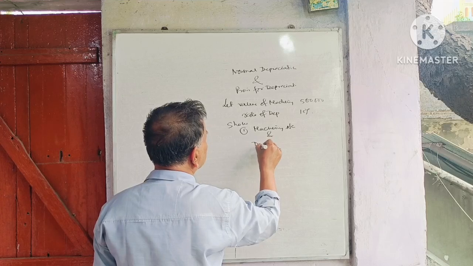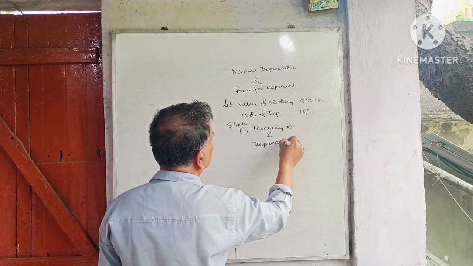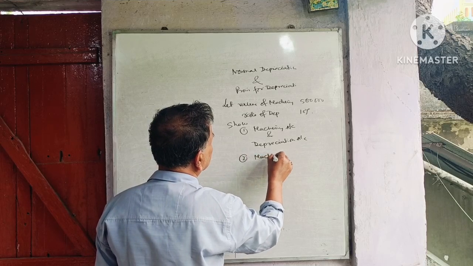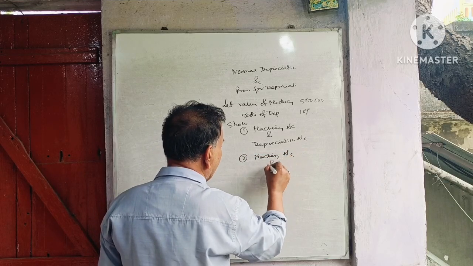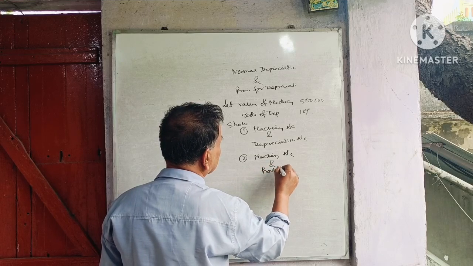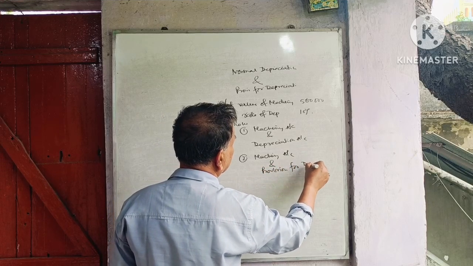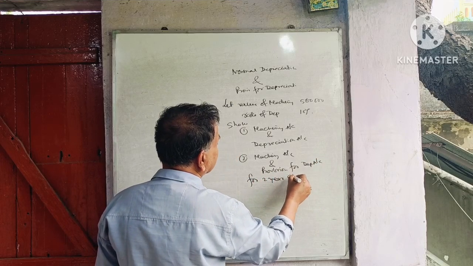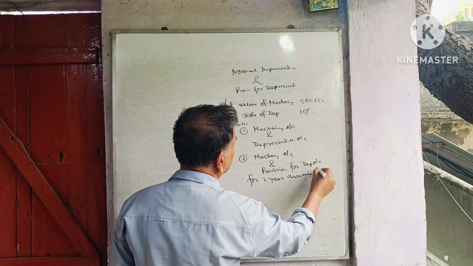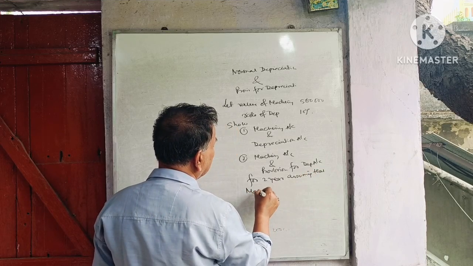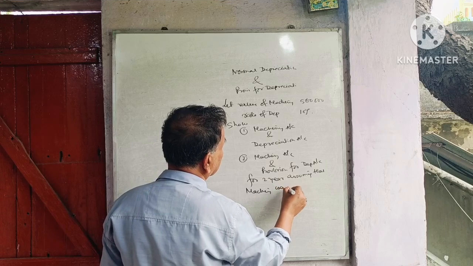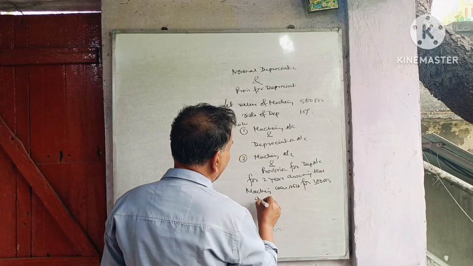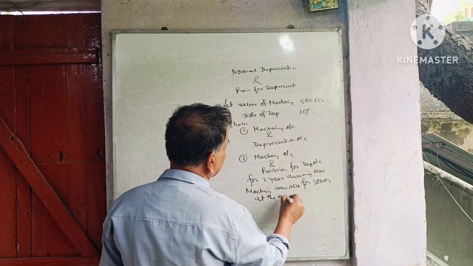Show number 1, machinery account and depreciation account; number 2, machinery account and provision for depreciation account, for 2 years, assuming that the machinery was sold for rupees 3 lakh at the end of 3rd year.